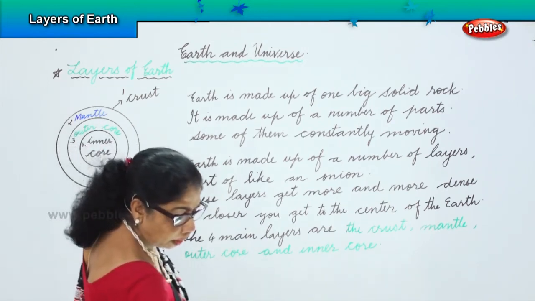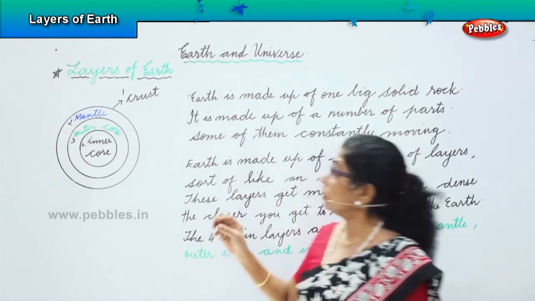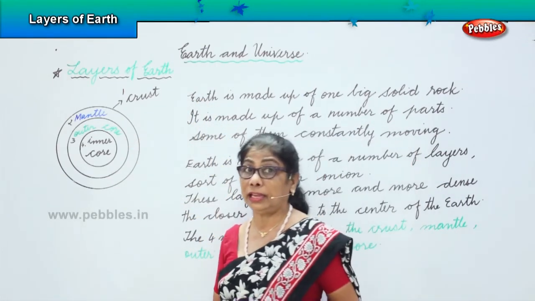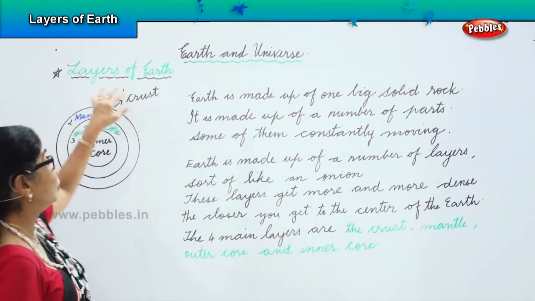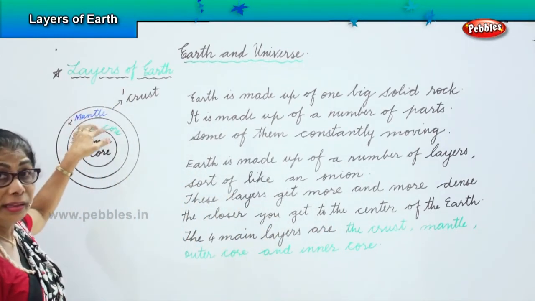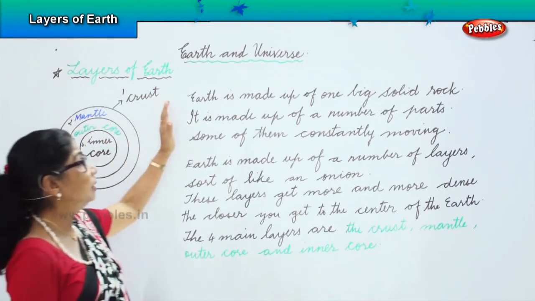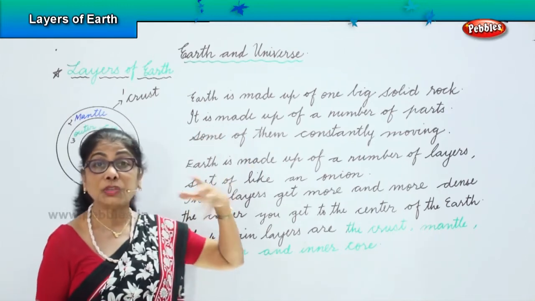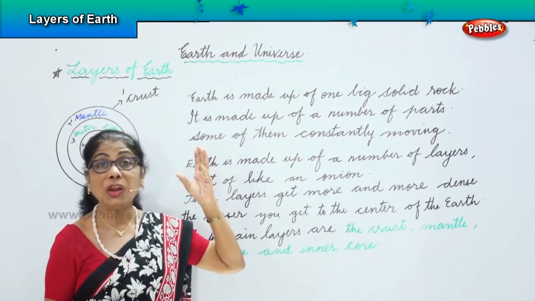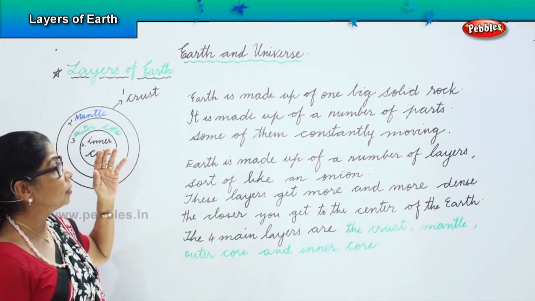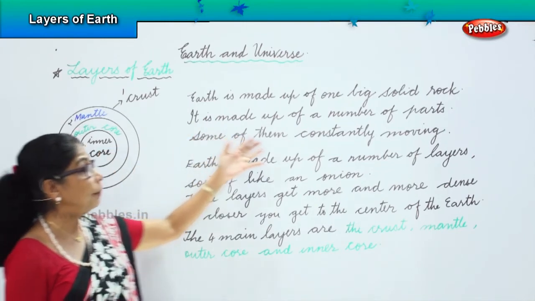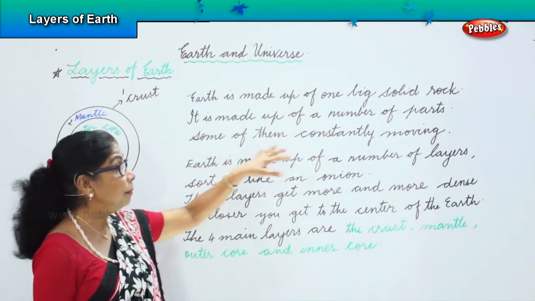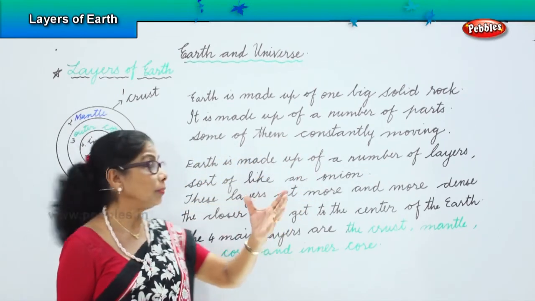So, we are looking very closely at the layers of the earth. There are four main layers of the earth. The outermost is the crust, the mantle, the outer core, the inner core. Earth looks like one big solid rock, that's what we feel. It is made up of a number of parts, some of them constantly moving.